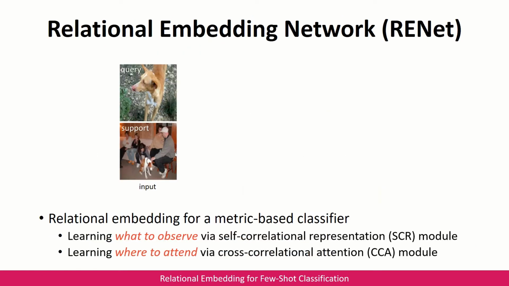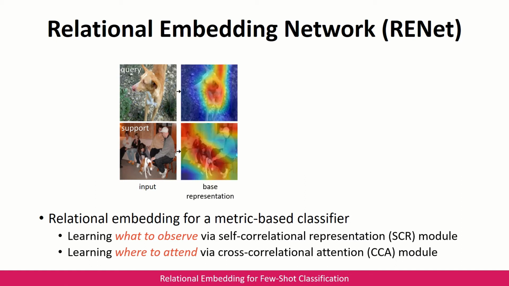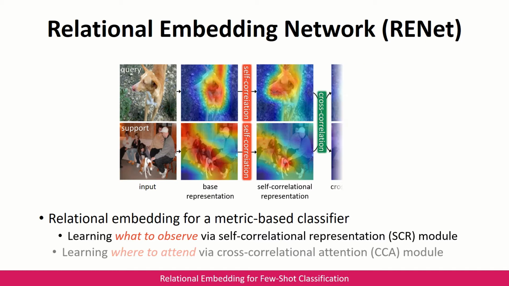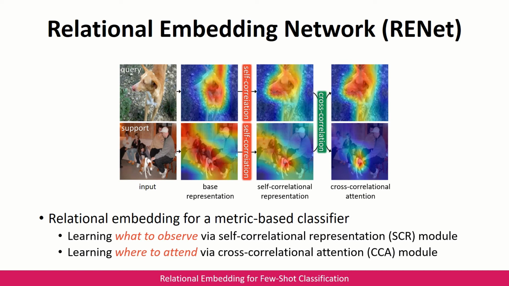To better recognize an unseen class object, we propose a convolutional process that first captures what to observe and then predicts where to attend on the novel object. First, given a base feature map from a CNN, the self-correlational representation module extracts structural features from an image self-correlation and transforms it to a relational descriptor. Second, the cross-correlational attention module takes an image cross-correlation and then gives co-attention to the pair of object regions. Finally, the image embedding becomes a metric-based classifier for computing semantic similarity between the query and the supports.